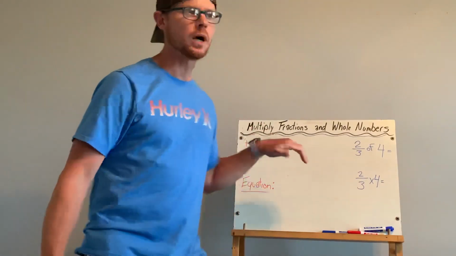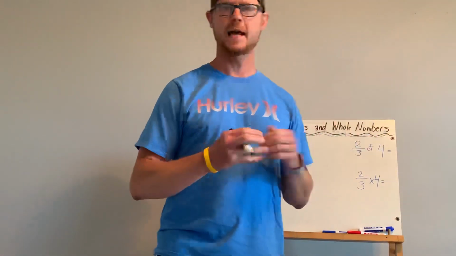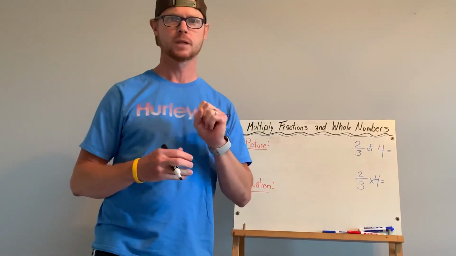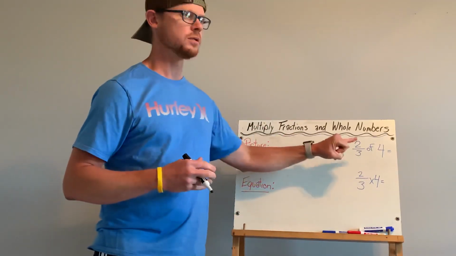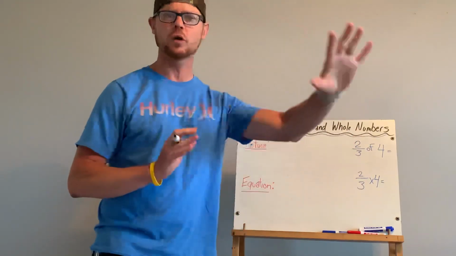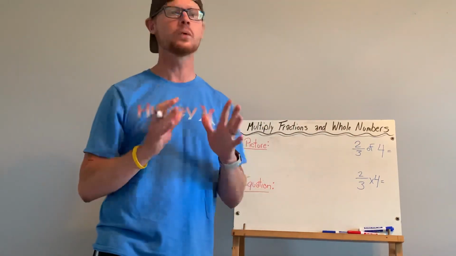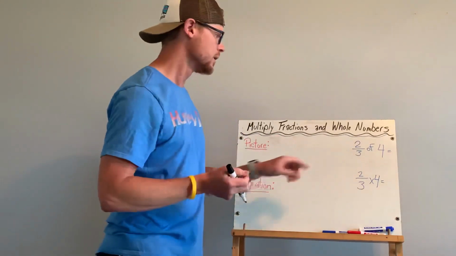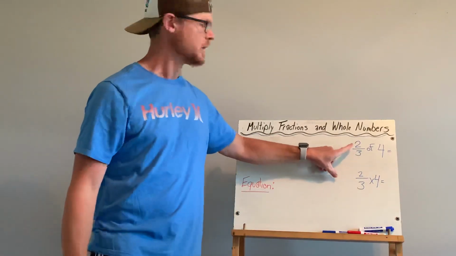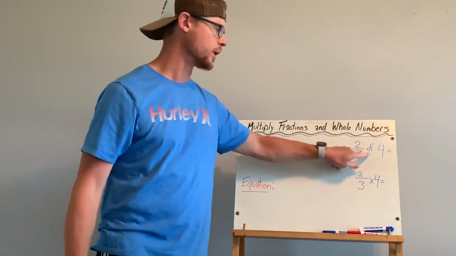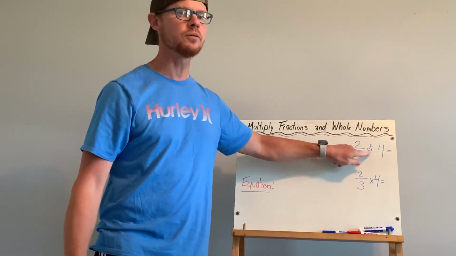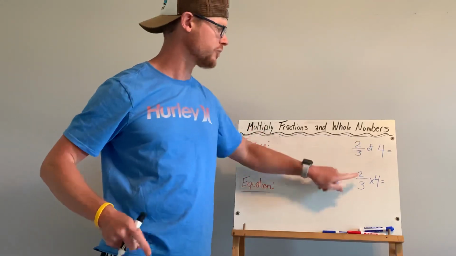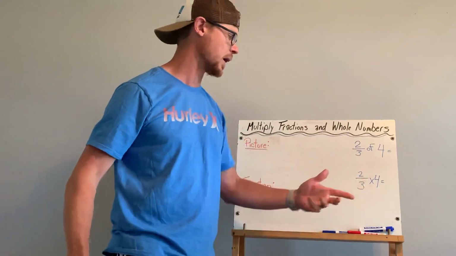So my practice problem is Mr. Reitano gave out 2/3 of a candy bar to 4 of his students. We want to know how much of a candy bar did Mr. Reitano give out. So really, if you think about our problem, it's 2/3 of 4. Anytime we see the word of, I want you guys to think about multiplication. 2/3 of 4 is the same thing as 2/3 times 4.